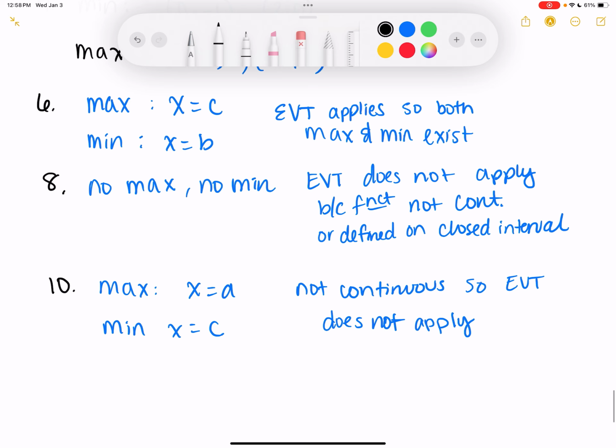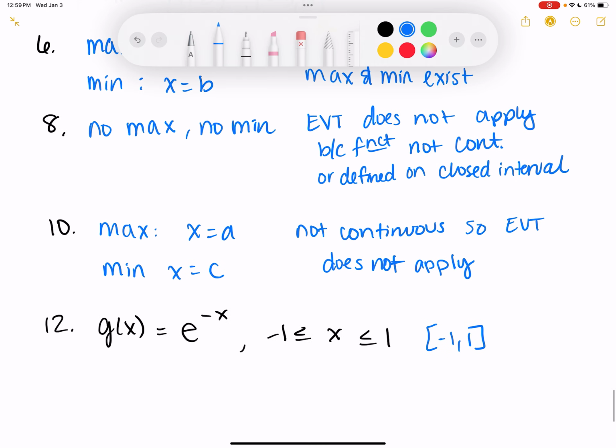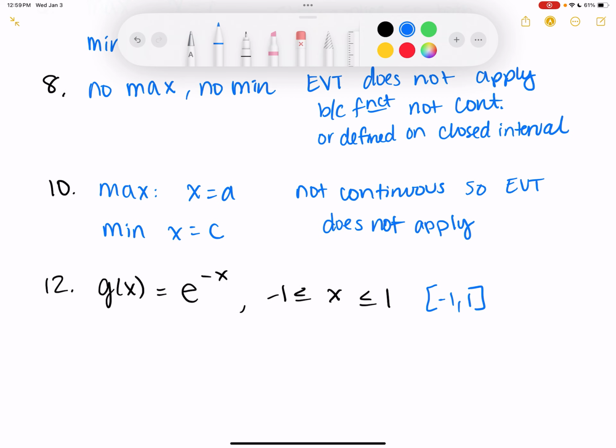Okay. So 12. g of x is equal to e to the -x, and it's the interval -1 less than or equal to x less than or equal to 1. So remember, that's the same thing as -1 to 1, the way that it was given to you in the problem we looked at a minute ago, the example problem. Just a different way for them to provide information.